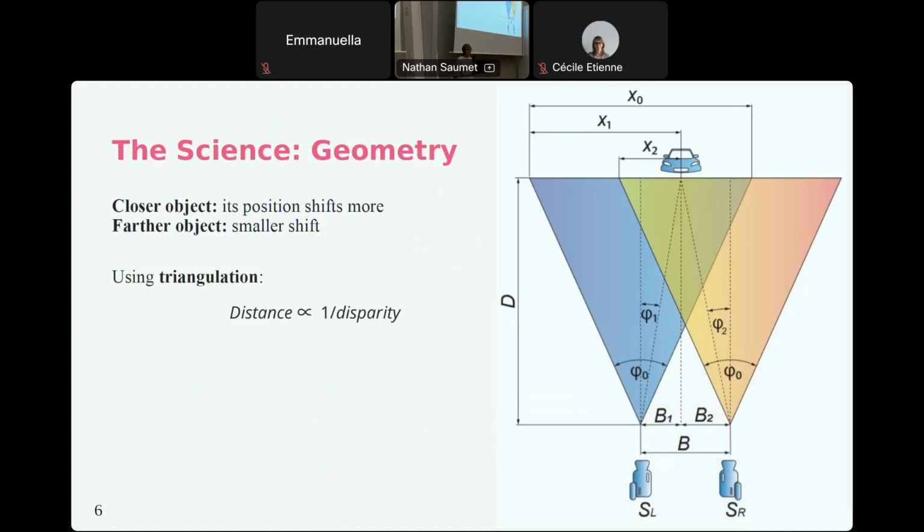I don't know if you have tried this, you can try now. Look at your finger and close your left eye, look at your finger with your right eye, and then close your right eye and look at your finger with your left eye. What will you see? You can see a shift between the images, and that's the disparity. That's the horizontal displacement between the left image and right image. By using this disparity, we can find the distance.